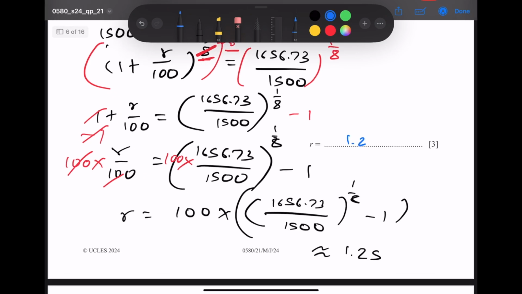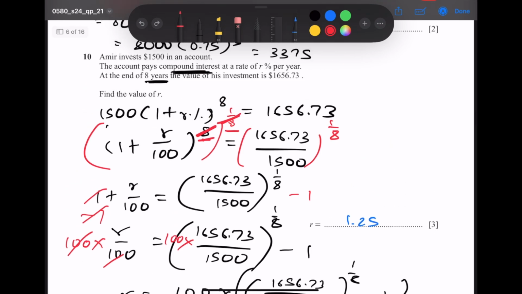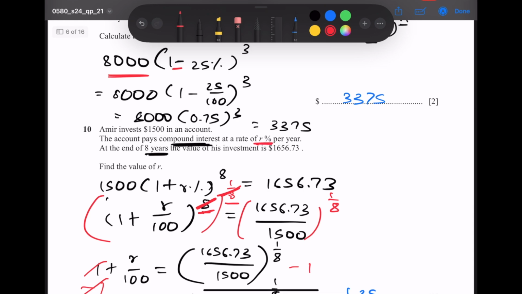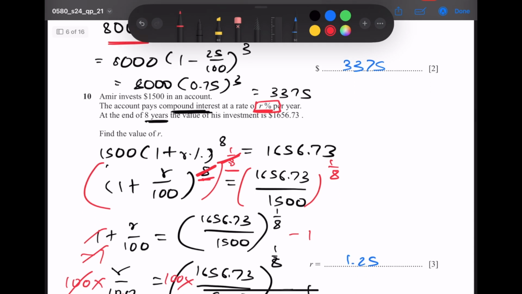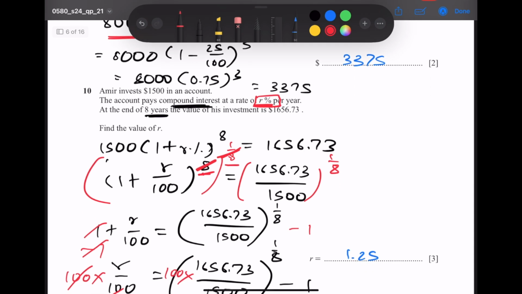Note that you do not write it as 1.25%. You do not do this because r is only given as r percent in the question above, at the rate of r percent per year. So if you write 1.25%, this implies that it's 1.25 divided by 100%, which would make it even smaller. So 1.25 divided by 10,000.